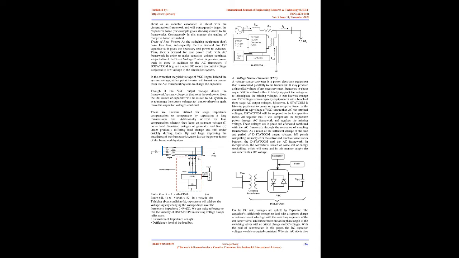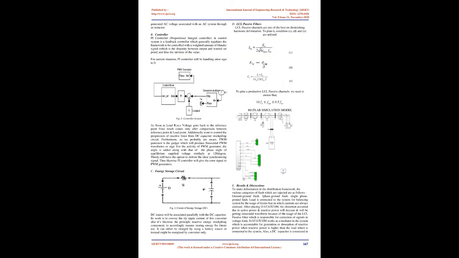Exchange of real power: as the switching devices are not lossless, there is a demand for DC capacitors, which supply the necessary real power to the switches. Thus, there is a demand for real power exchange with the AC system in order to keep the capacitor voltage constant under direct voltage control. A real power exchange with the AC system is also there if the D-STATCOM is given an external DC source to regulate voltage under low voltage in the distribution system.